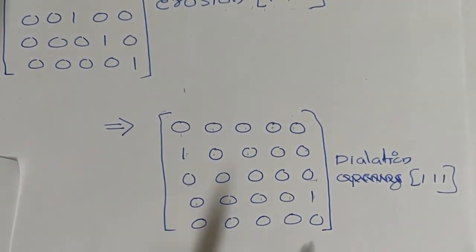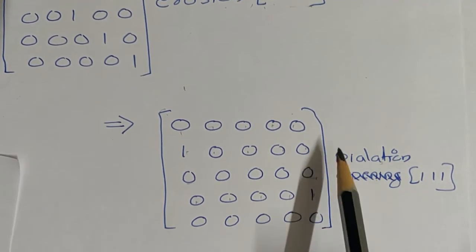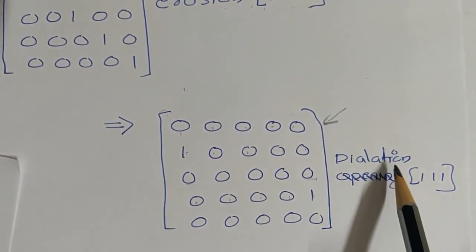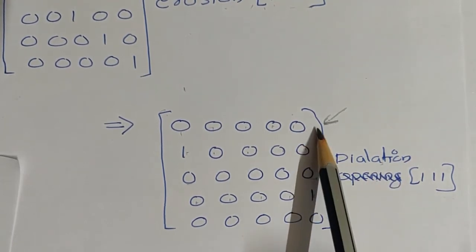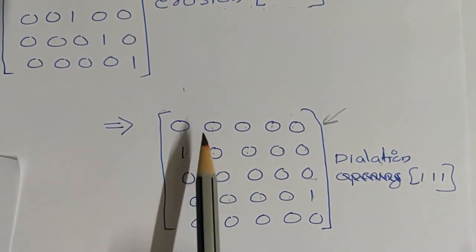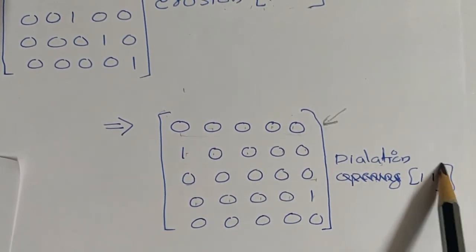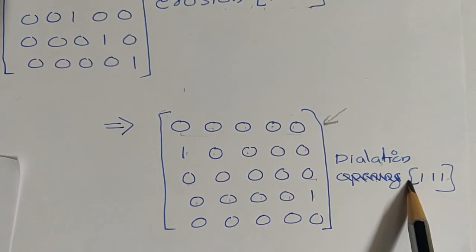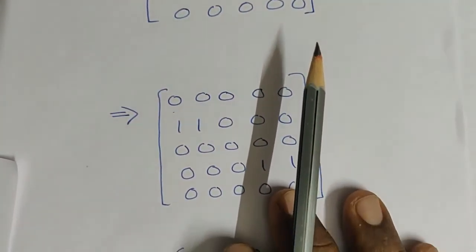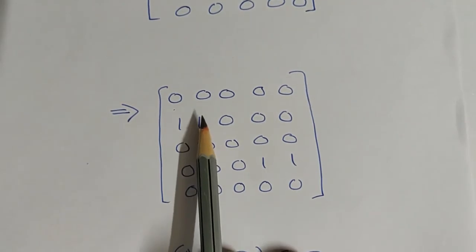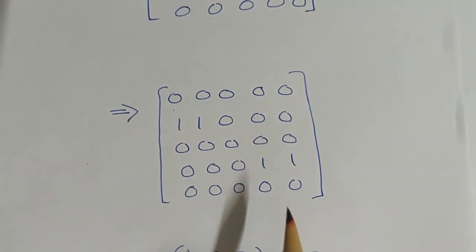Now we are going to do dilation. This is the input matrix, and we will do the dilation operation on this input matrix. Now we will take the same thing. We will take the first row, align with this structuring element, and after the dilation, this is the result. I will teach how to do dilation in the next step.